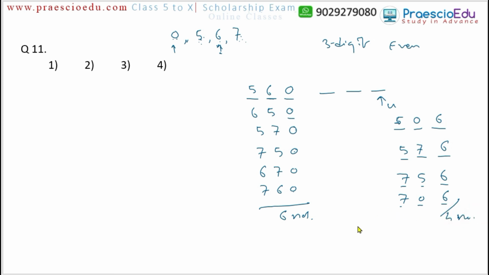So 4 and 6, total 10 numbers we can form, and the 10 is given in our option number 1. So the option number 1 is the correct one. Thank you.